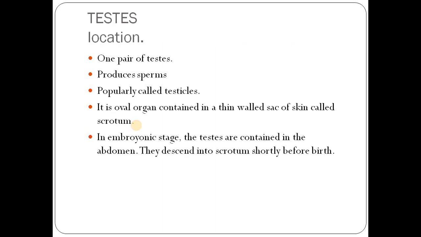Now beginning with our testes. We are going to begin with the primary reproductive organ in male, which is the testis. First we'll talk about its location and its shape. A pair of testes is present, and the main function of the testis is production of sperms. The two testes are popularly called testicles. They are oval in shape, and are contained in a thin-walled sac of skin called your scrotum, which is also known as the scrotal sac.